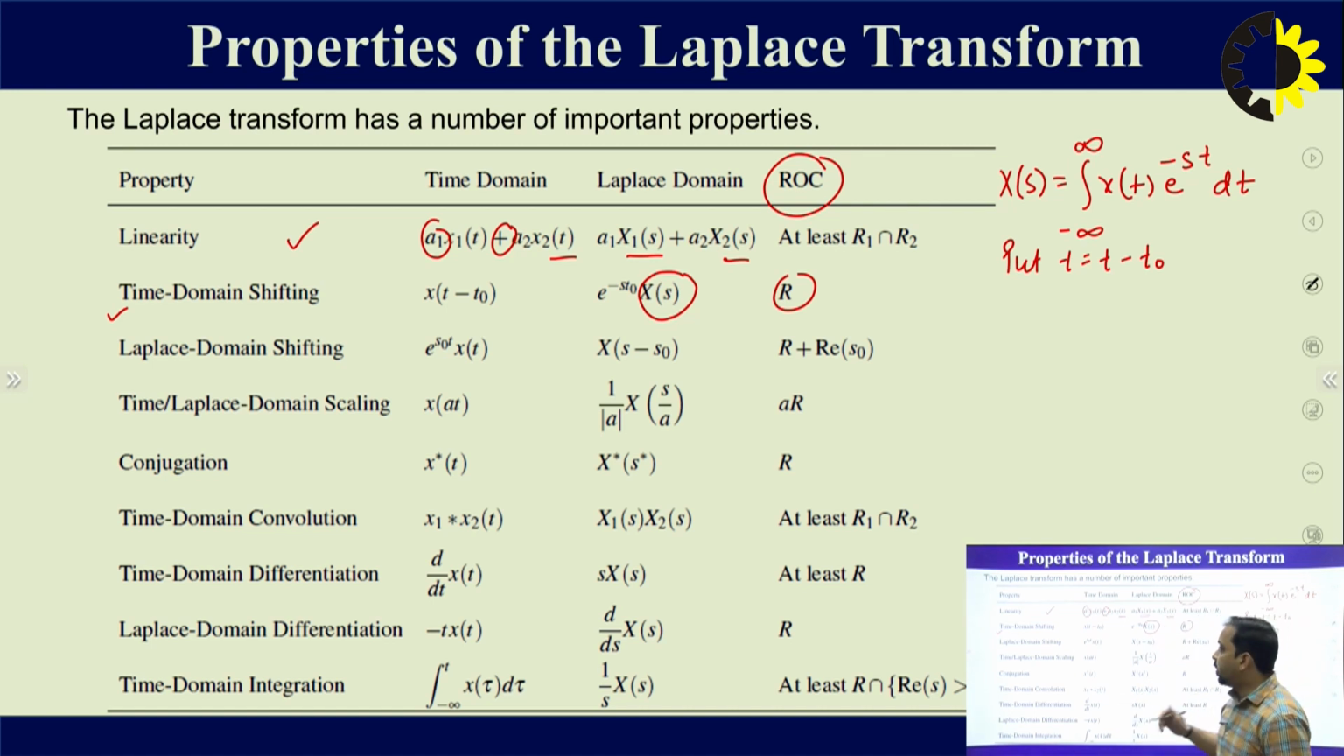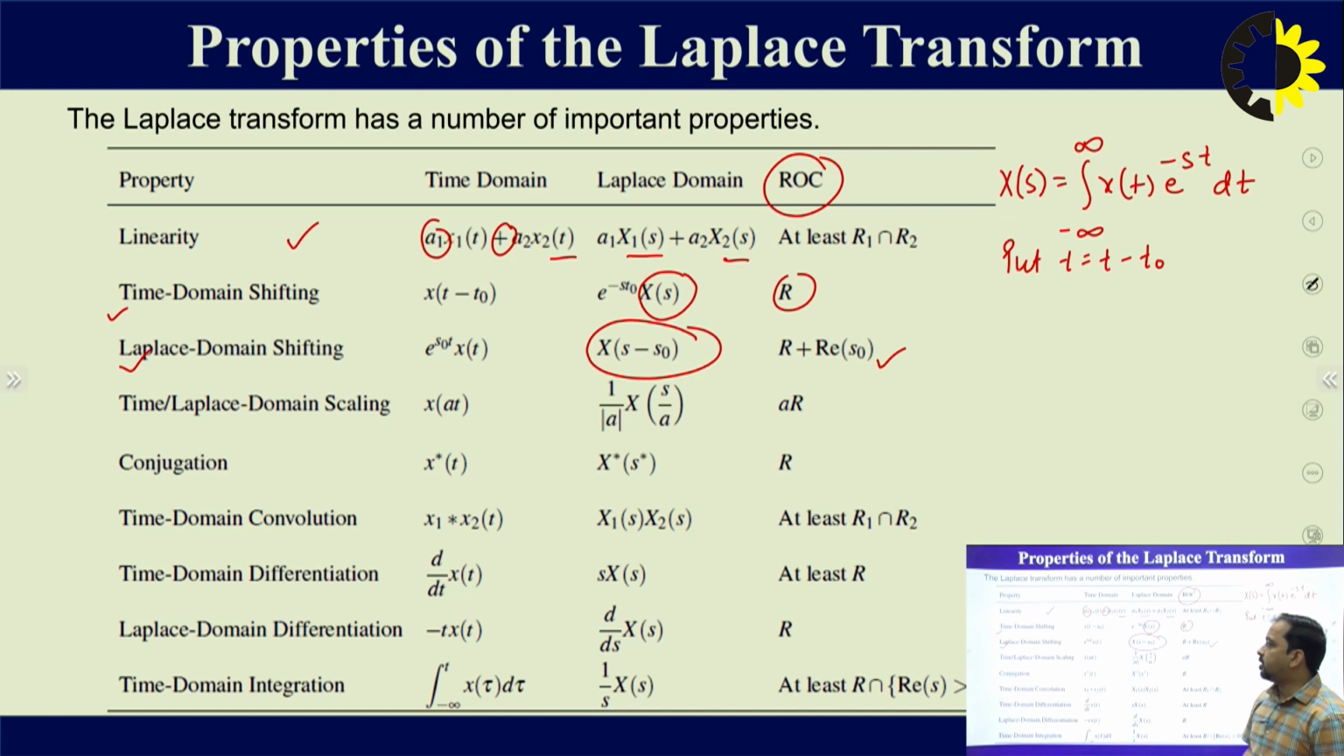Next, this is shifting in the s domain, which is quite important. For e^(s0 t) x(t), what is the corresponding shift in the Laplace domain? With the help of the property we can see that it gives X(s - s0). So we get the ROC which is R plus the real part of s0.